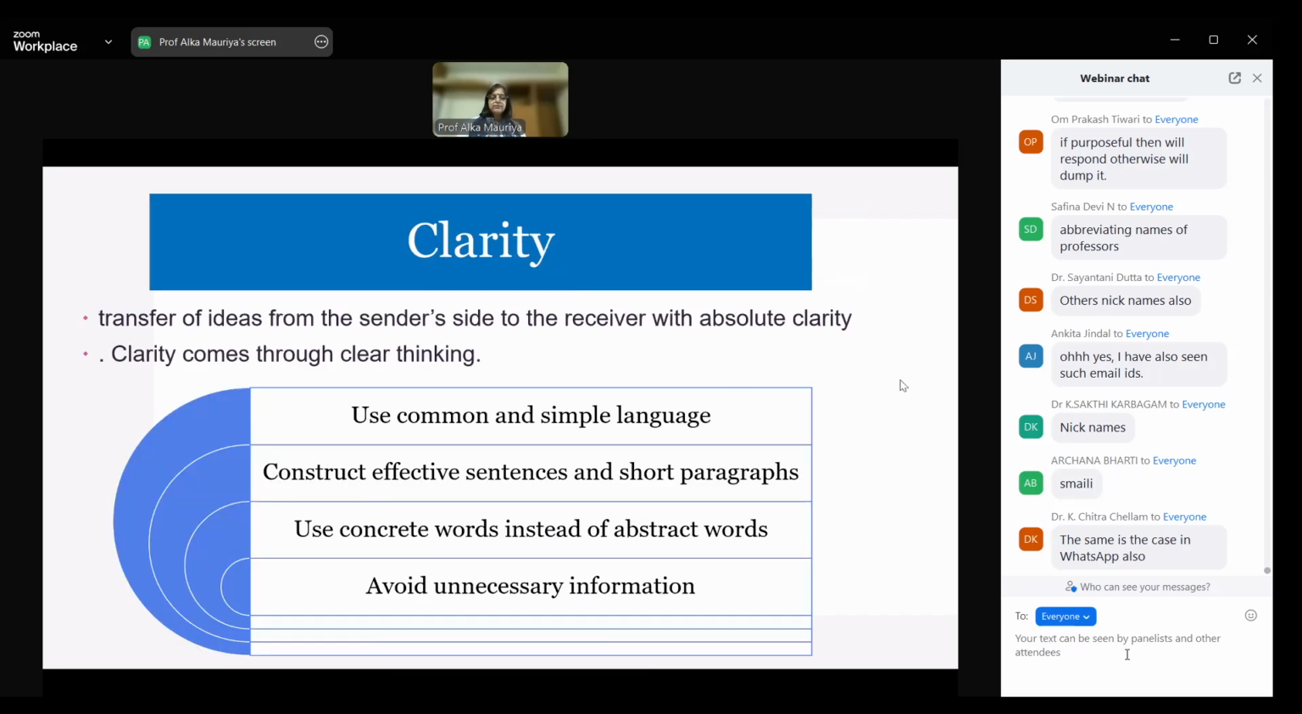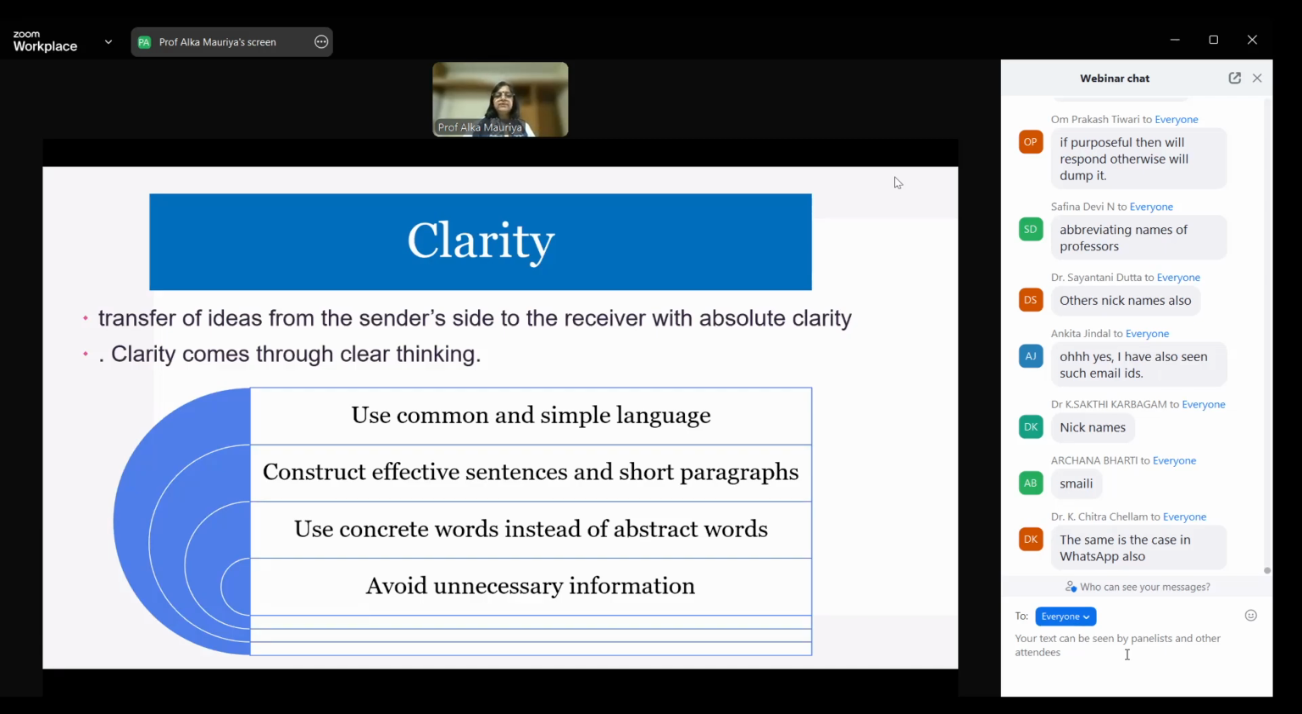So the first one is clarity. Normally, I don't know about you, but whenever I read research papers written by others, and it is not just research papers, but whenever I read a textbook also, at times I feel that a very simple concept has been put in a very complex manner. I don't know how many of you have come across this scenario.